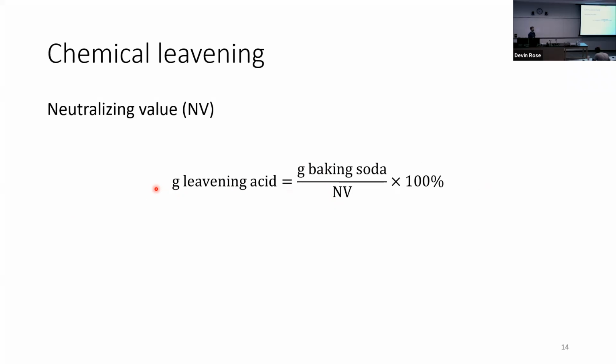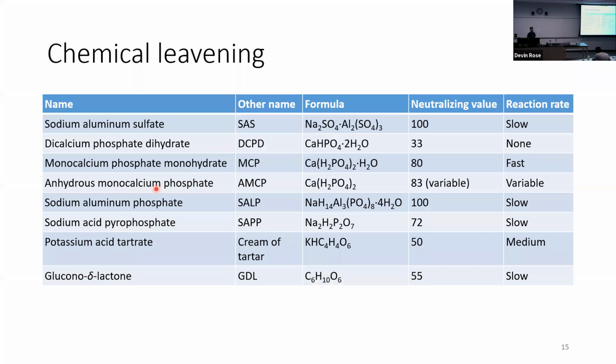And we want to neutralize the base because we don't want to end up with an alkaline product. We don't want to change the pH of that product at all. We just want to leaven it. So we want to add just enough acid to neutralize all the baking soda without ultimately changing the pH of the product at all. Here's some neutralizing values of some different acids.